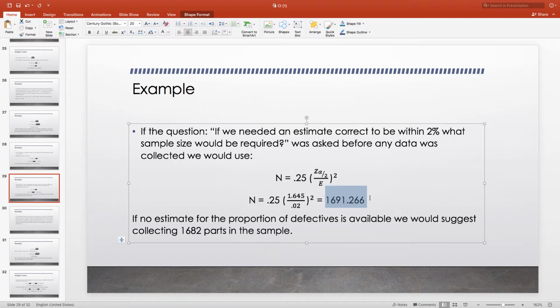1,692 parts. That's quite expensive. And we have to proceed with this calculation. This would be a less accurate estimate of how many parts we need to sample, because we did not have our prior estimate available.